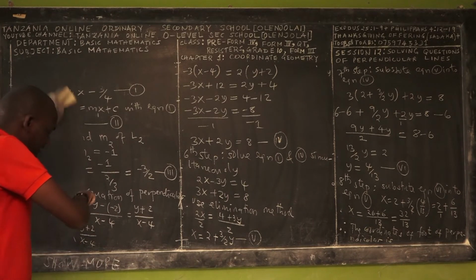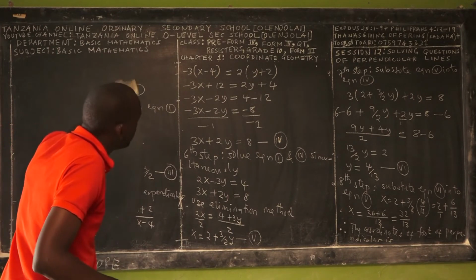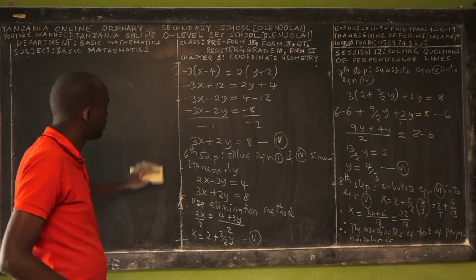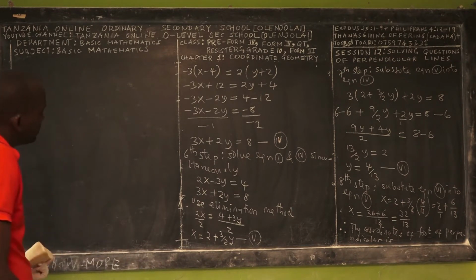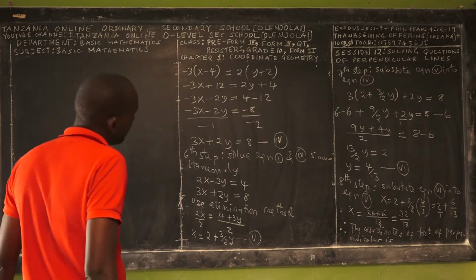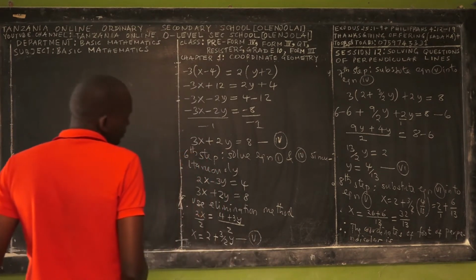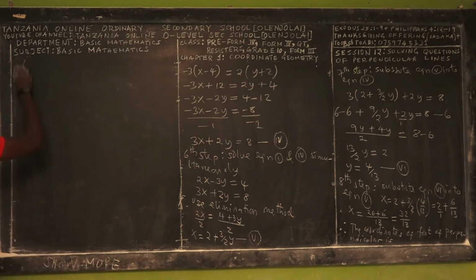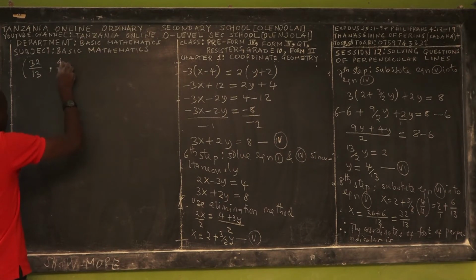So either way, I'm about to end section 12, which is all focusing on problem solving on perpendicular lines, where I will leave the homework. So the coordinates are: the x coordinate is 32 over 13, the y coordinate is 4 over 13.